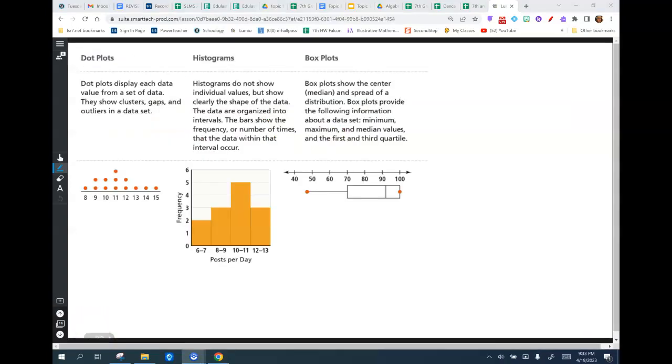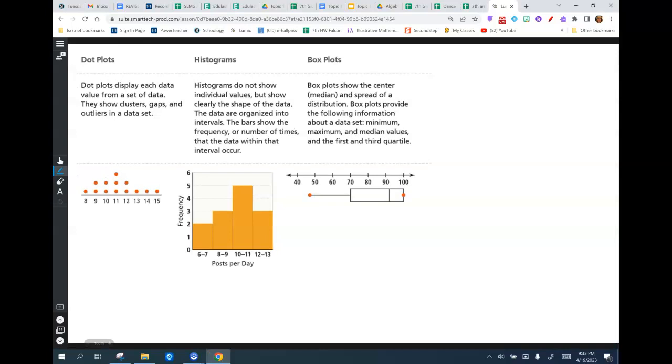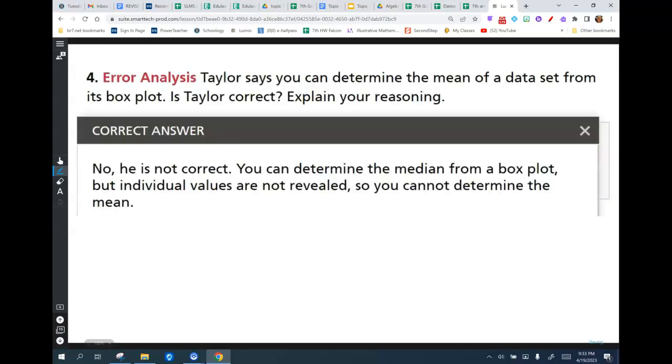This is just a summary of everything that we've talked about, and that is on your paper. And then I just want to point out a couple more things. It says error analysis. Taylor says you can determine the mean of a data set from a box plot. Remember, the mean is just the average. The only thing you can determine from a box plot is the median. Okay, so that's all you can determine.